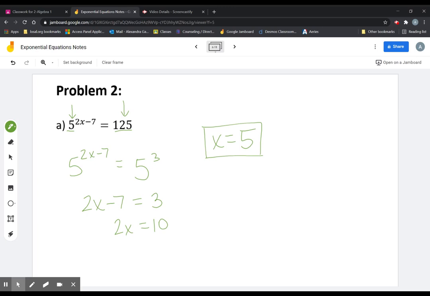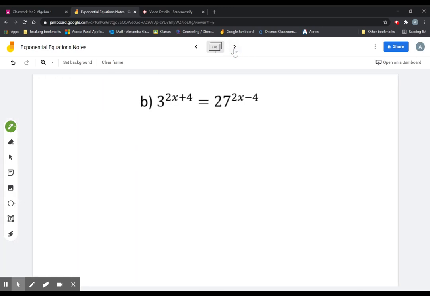Our next example, similar idea, our bases don't match. So before I can set those exponents equal, I'm going to have to match them up. And I know that 3 is going to stay the same. But I need to figure out 3 to what power equals 27. And it's 3 cubed. So what I'm going to do is change 27 to 3 cubed. And then it's still all being taken to the 2x minus 4 power.